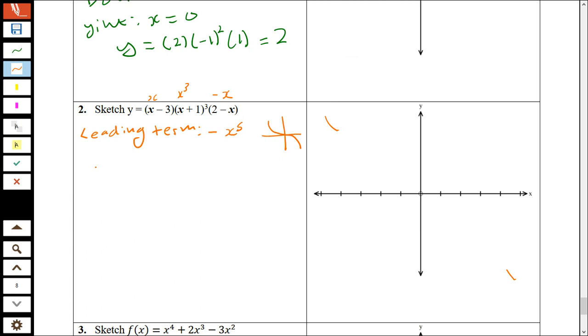Now what about the next bit? We can find the zeros. Okay, so I'm going to solve x. In other words, I'm just finding the x-intercepts here.